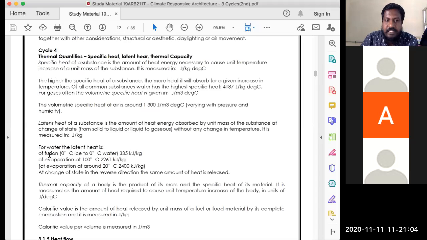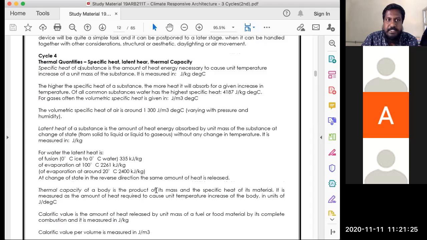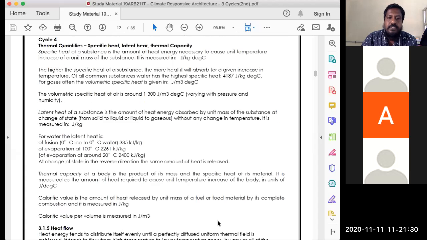Again, an example is the conversion of ice into water. The temperature remains the same, 0 degrees, where the ice, a solid cube, changes to a liquid state. So that's about the latent heat of a substance. What is thermal capacity? Thermal capacity of an object is the product of its mass and the specific heat. Specific heat is what we looked into at the first point. So it is the weight of the substance times the specific heat, which is the thermal capacity of the body.